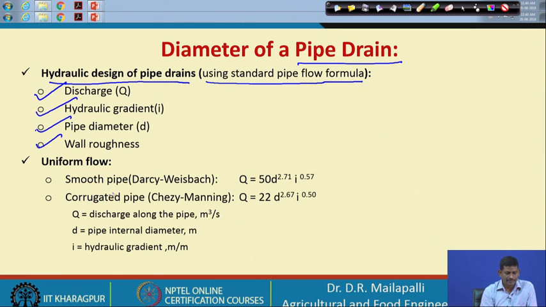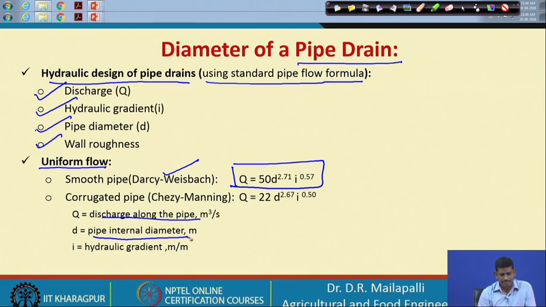Okay. For example, for uniform flow in smooth pipes, the Darcy-Weisbach equation is preferred here. This is the preferred equation: Q is equal to 50 d power 2.71 I power 0.57, where Q is the discharge along the pipe in meter cube per second, small d is the pipe internal diameter, and I is the hydraulic gradient, right.